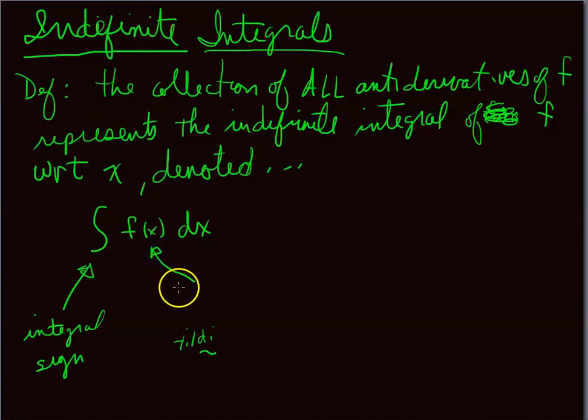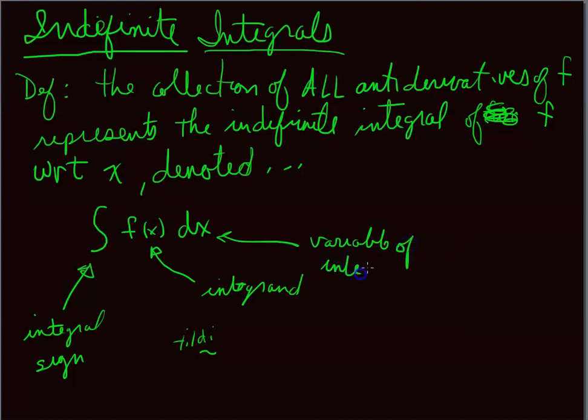Here is the function. It's called the integrand. That's the whole thing, really. And dx is the variable of integration. So I guess the integrand is just this portion. And the variable of integration, because you can have a function written in terms of x, but take it with respect to t, and we'll talk about that later.